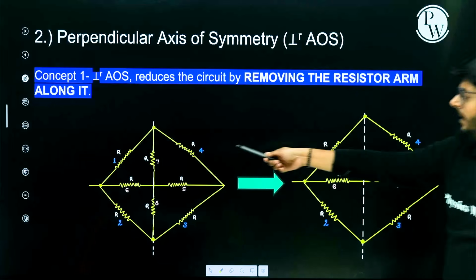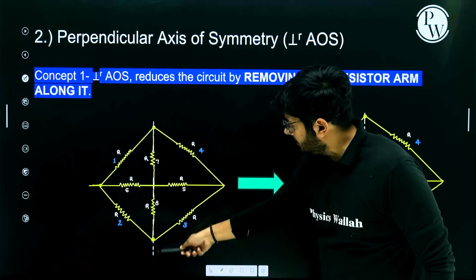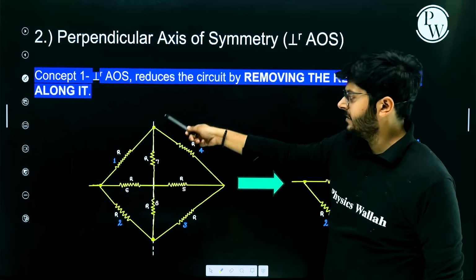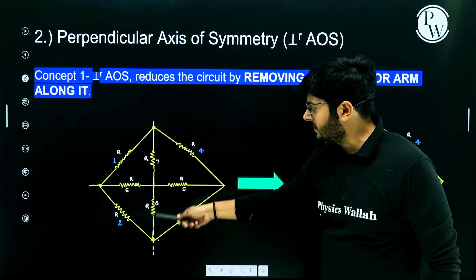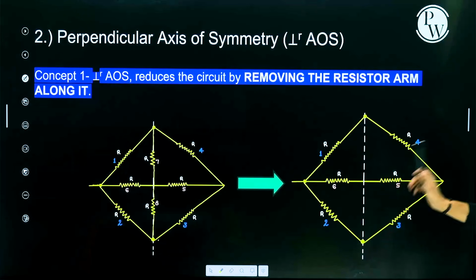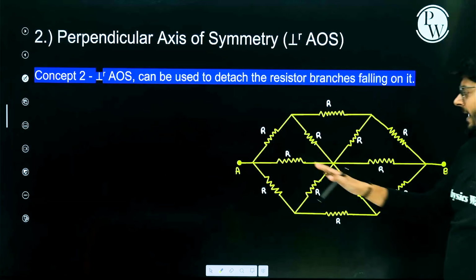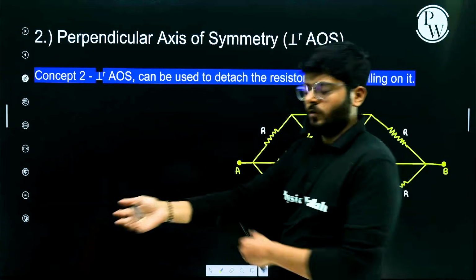So this is the parallel axis of symmetry. This is the line across the parallel axis. All these points are going to be at the same potential and there will be no current flowing across it. So those elements can be removed from the circuit and the circuit can be simplified. This is another axis of symmetry as well. Observe this as well and then we will solve the problems on it.